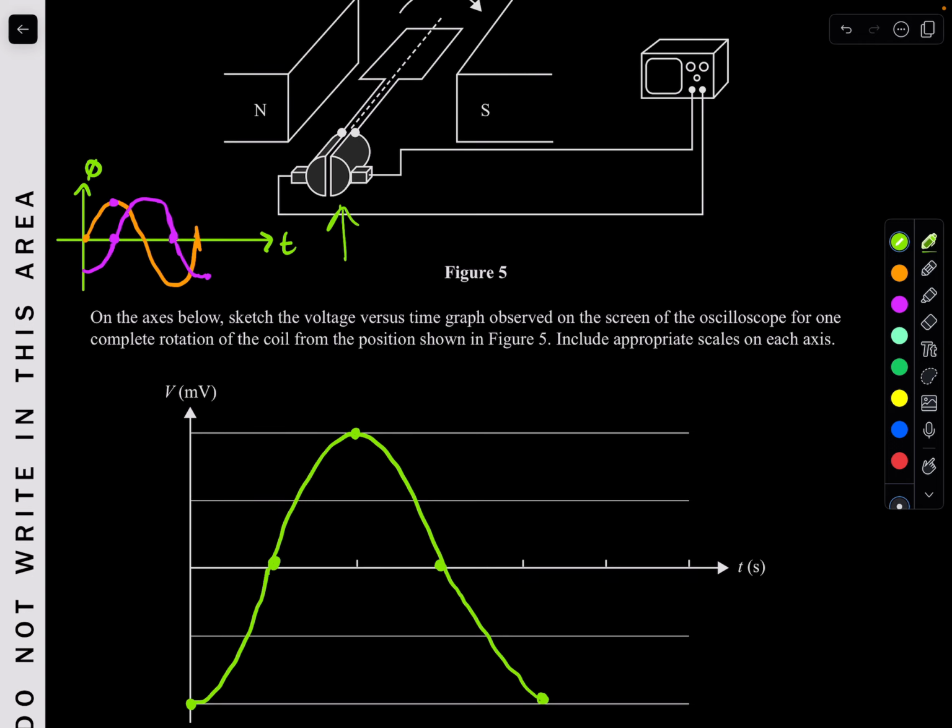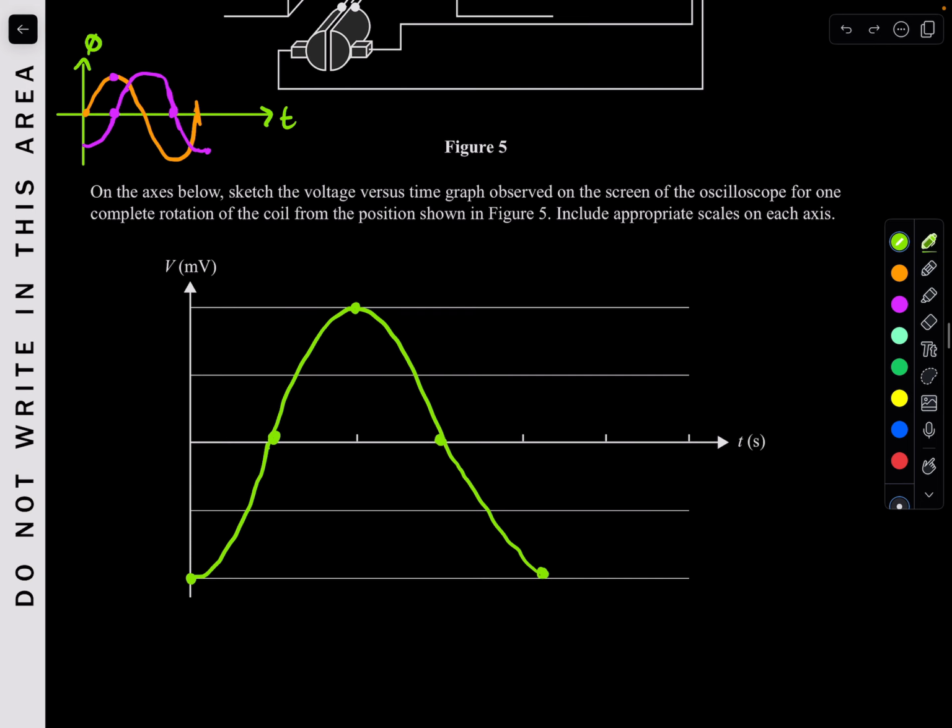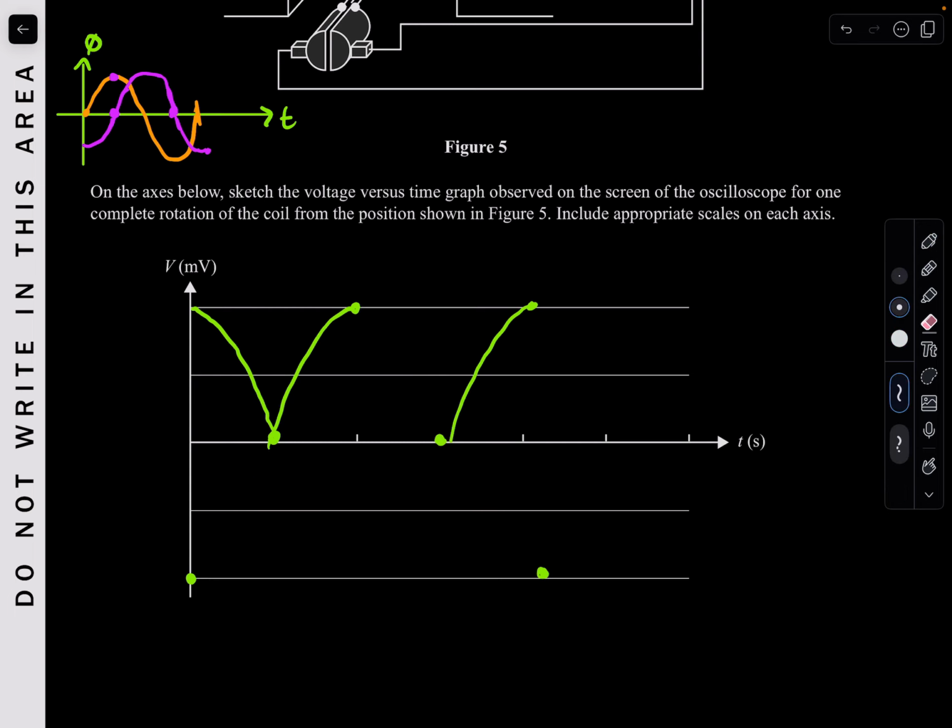Remember, we're using a split ring commutator, so it's going to rectify the negative voltages. So you need to be careful. You need to make sure these negative parts are rectified like that. So it's going to look like that. And this here too is going to look like that. So we can rub these parts out pretty much.